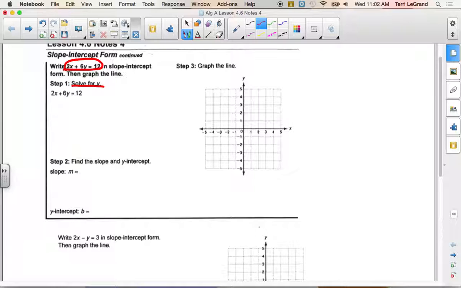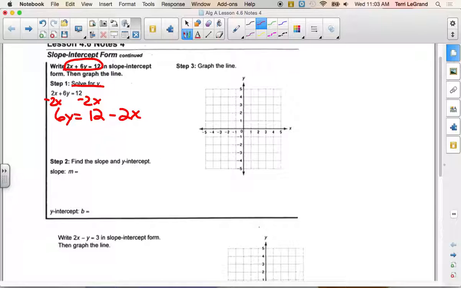Ariel? Subtract 2x. It's not just subtract 2, it's subtract 2x, isn't it? Okay, so we're going to take 2x away from both sides. Now, we're not going to get a numerical answer here, you guys. We're just going to rearrange this equation. That's all that's going to happen. So now the 6y is alone, and it's 12 subtract 2x.